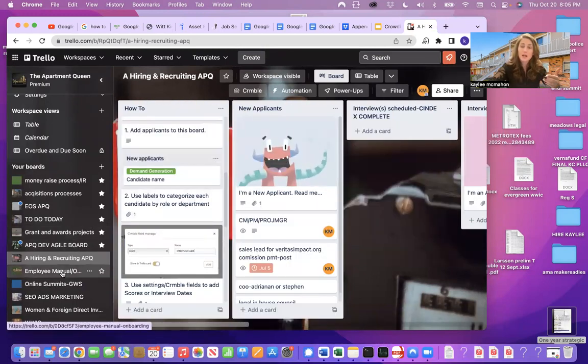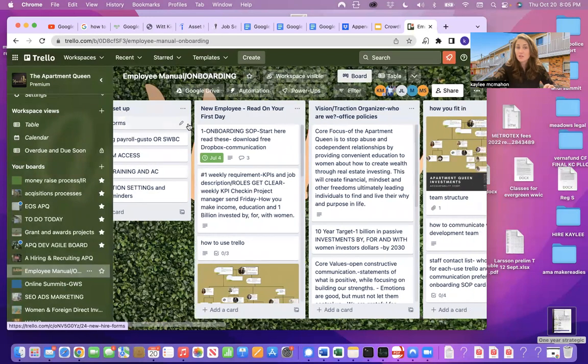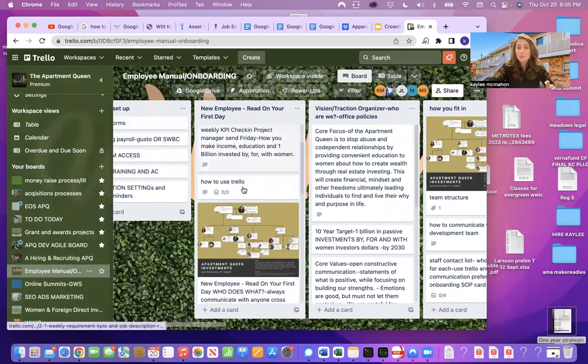Once someone is hired, they need to know what they are doing. I have no idea, right? They need to know the day they start what they're going to be setting up. So Trello and ActiveCampaign we use. I don't want to go through all these, but essentially the day they start, they know what to do. A new employee needs to read these in their first week.